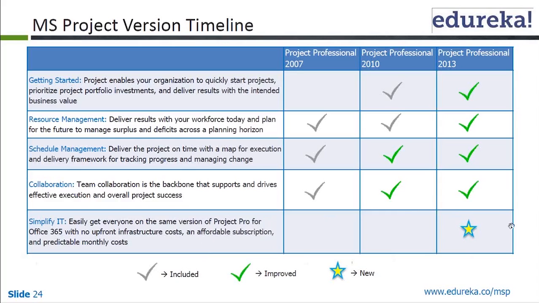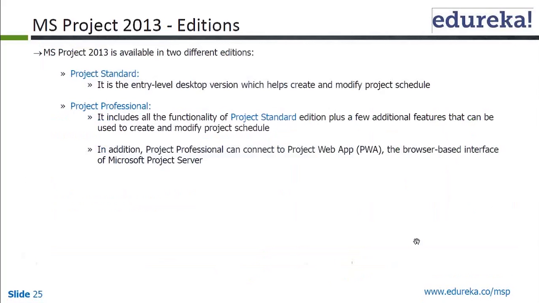And that is the new feature added in 2013. So MS Project is available in two different editions, Project Standard and Project Professional. Standard is the entry level desktop version which helps create and modify project schedules, whereas Professional includes all the functionality of Project Standard plus a few additional features that can be used to create and modify project schedules.